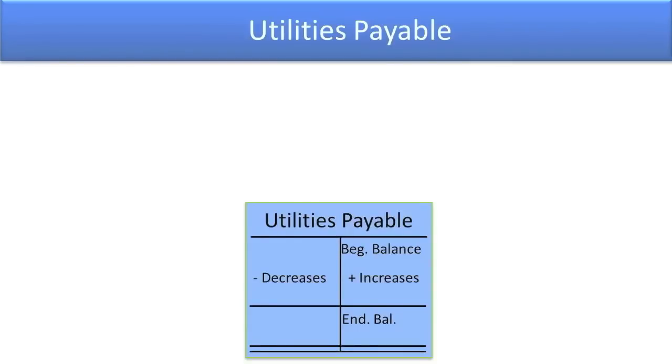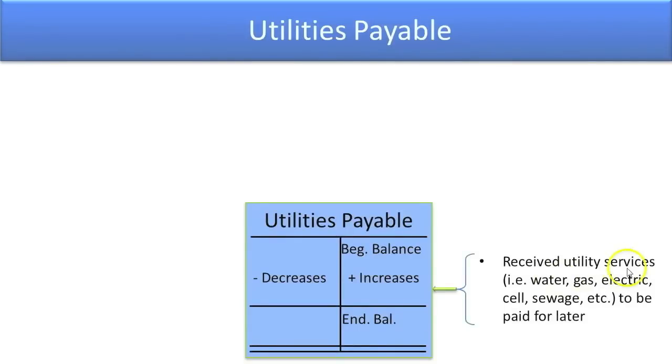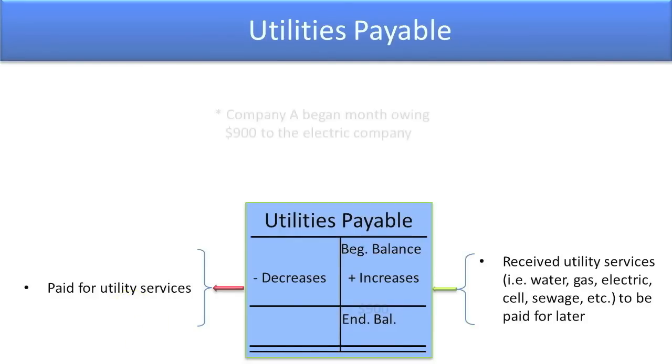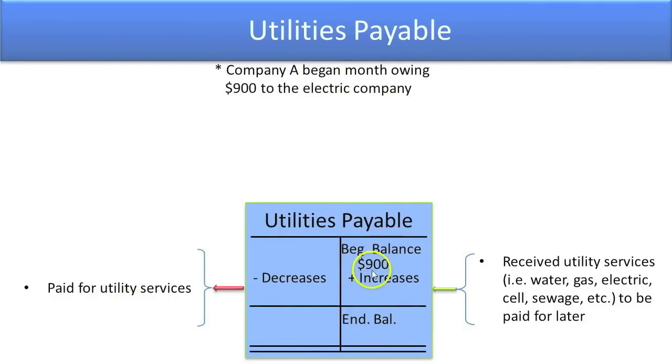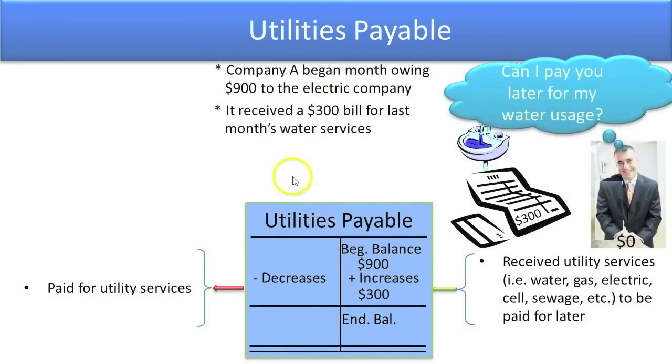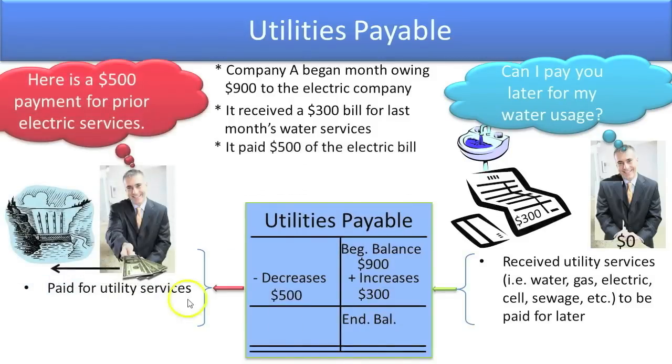Utilities payable. These represent utility services received that haven't been paid for yet. They reduce when you actually pay for those services. Company A began the month owing $900 to the electric company. It then received a $300 bill for last month's water services. So they received the services, used the water, and they have not paid for it yet, thus increasing their utilities payable, which represents a liability owing to the water company. Company A then made a $500 payment for its electric bill that it owed at the beginning of the month, thus reducing its utilities payable.